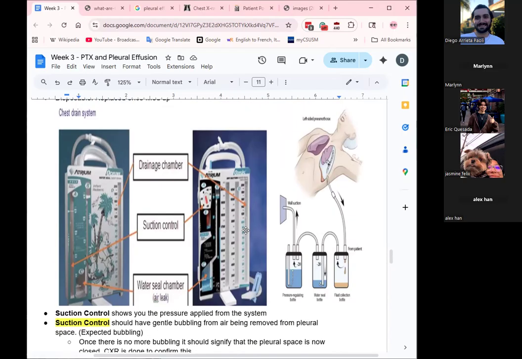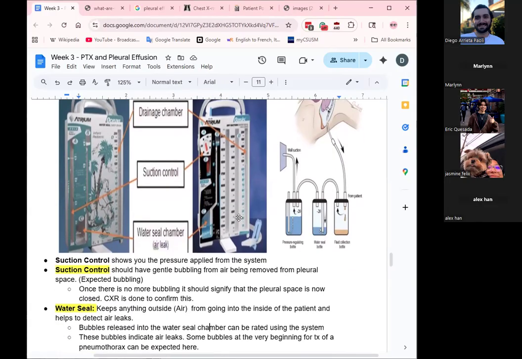So usually if they're getting ready to be weaned off, they'll put them on water seal, which is literally just turning off your suction. They'll see how they tolerate it, and then they'll go from there for the weaning part. They'll do a chest X-ray to confirm how it is, and then they'll take off the chest tube.